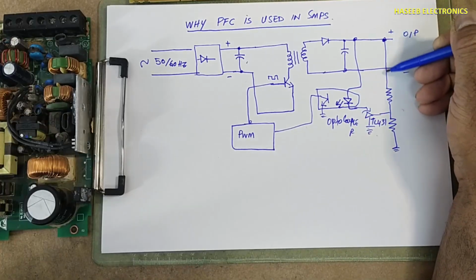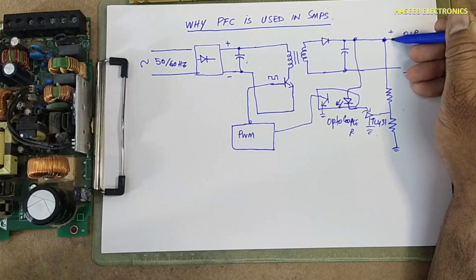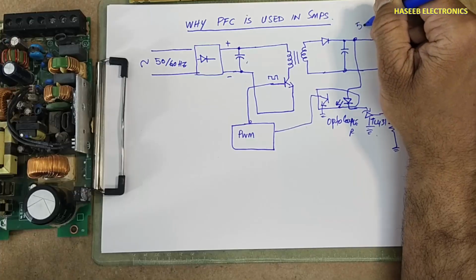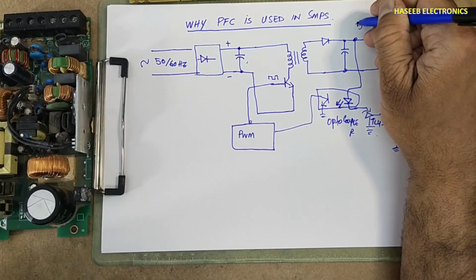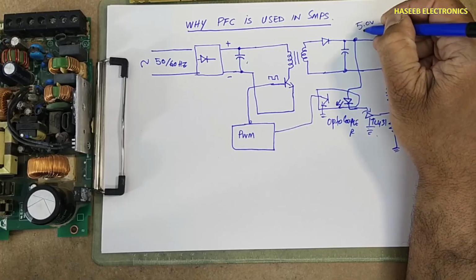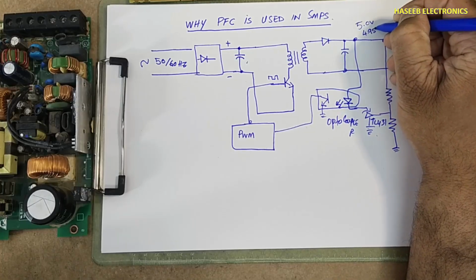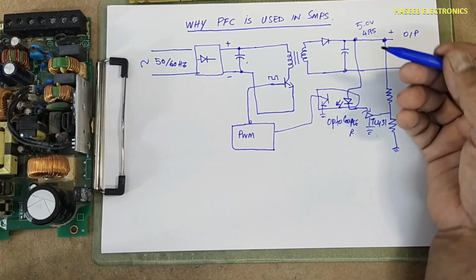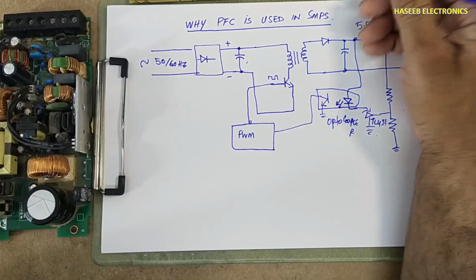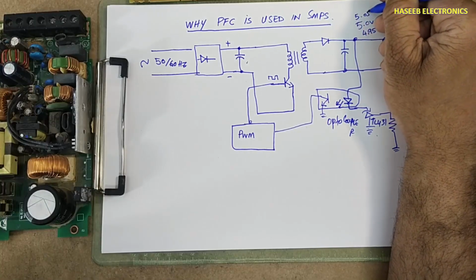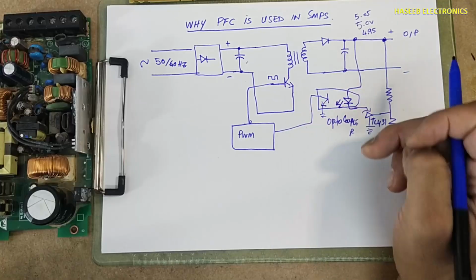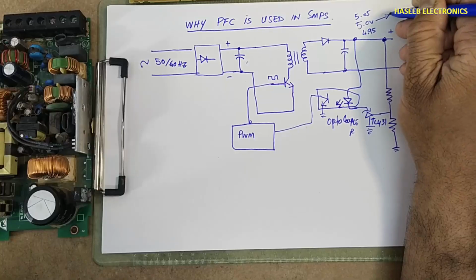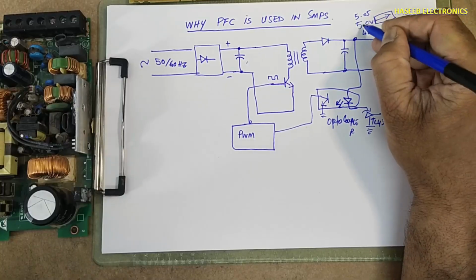When the voltage is maintained here, whether there is load or no load. For example, we need 5 volt. When the voltage drops below 4.95 volts, it will give feedback. When the voltage exceeds 5.05, it will change the variation. So this feedback will ensure the availability of 5 volt at this position.